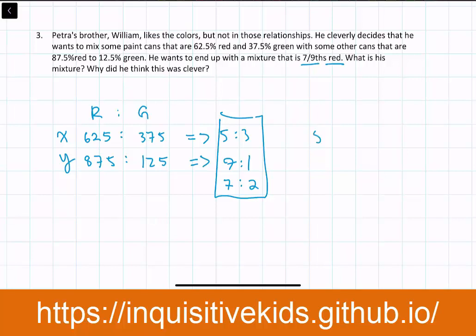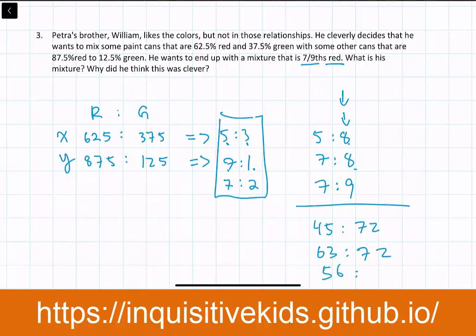For X, we have 5 to 8, 7 to 8, and 7 to 9. We're turning the second number in the ratio to be the total number of portions. For the first one, it was 5 plus 3 equals 8. Second one, it was 7 plus 1 equals 8, and so on. And then we're going to turn these numbers into their least common multiple. So we have 45 to 72, 63 to 72, and 56 to 72.